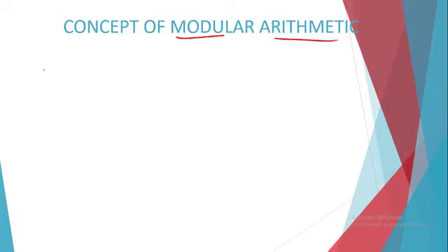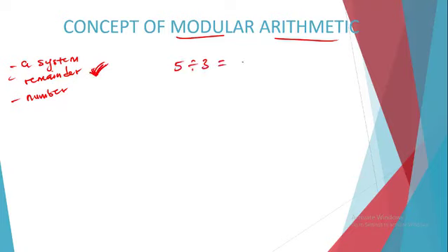Modular arithmetic is a system of arithmetic where we are only interested in the remainder when a number is being divided by another number. Here we are only interested in what? In the remainder. For instance, we have 5 divided by 3, and this will give us what? 1, remainder 2. Now we are interested in this remainder and not in the value we got.